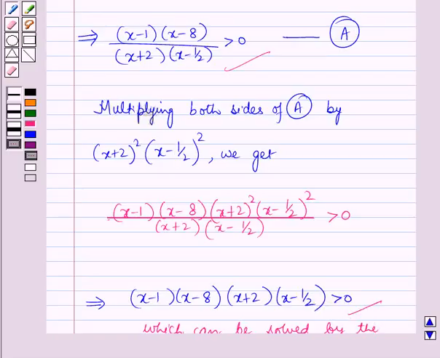So in this session you have learned about the method of intervals, maximum and minimum values, quadratic fractions and quadratic inequalities in fractions. So this completes our session. Hope you all have enjoyed the session.